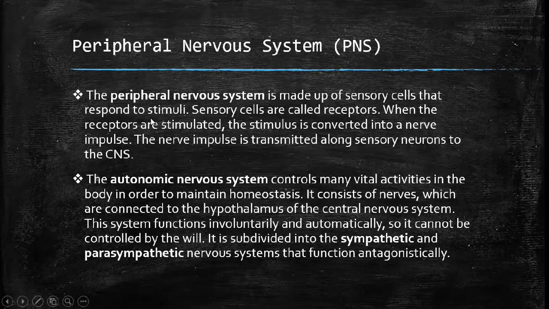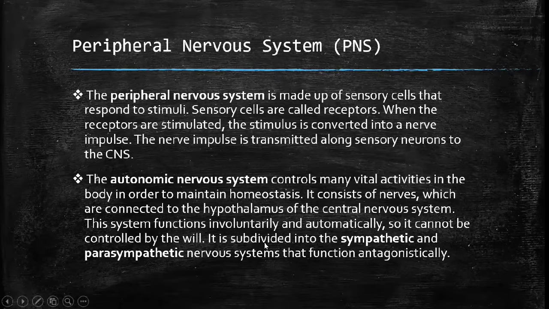Now, the peripheral nervous system is differentiated into the autonomic nervous system and the somatic nervous system. But now what we're going to discuss is the autonomic nervous system, which controls many vital activities in the body in order to maintain homeostasis. We are going to discuss homeostasis, guys, not now. It's a chapter on its own. Now, it consists of nerves which are connected to the hypothalamus of the central nervous system. This system functions involuntarily and automatically. It's autonomic, guys, which means automatic.